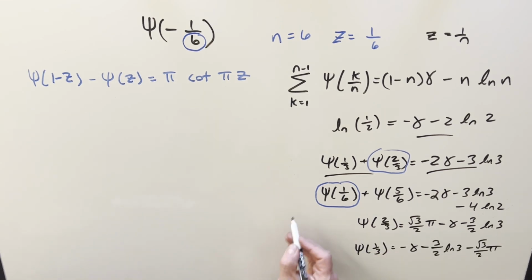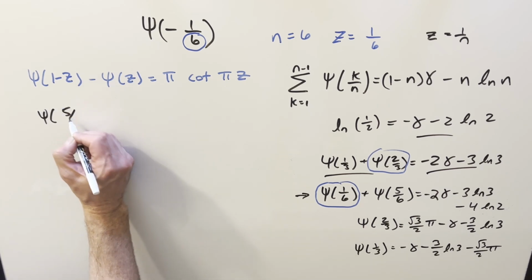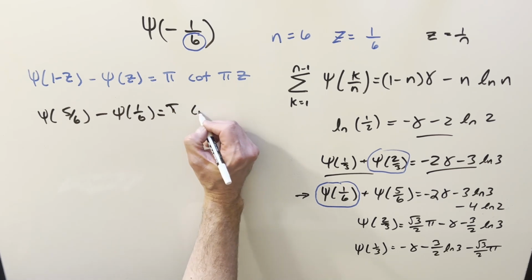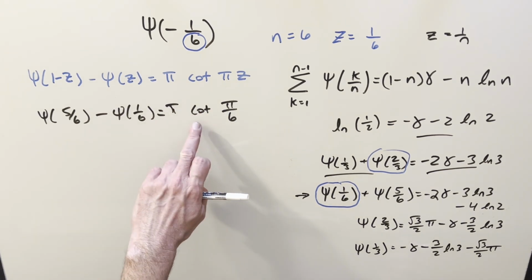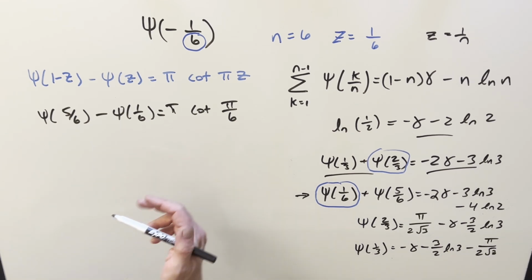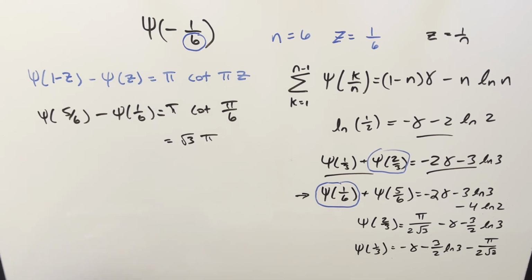Okay, so next, getting closer to our goal. Back here, let's say we want z to be 1/6. Then we get digamma 5/6 minus digamma 1/6 equals pi cotangent pi over 6. Actually, now I'm noticing my mistake from before. Cotangent pi over 3 is actually 1 over square root of 3. So I need to fix this here and bring the square root of 3 into the denominator on both of these. And now here, cotangent pi over 6, that's square root of 3. So now this is square root of 3 times pi.